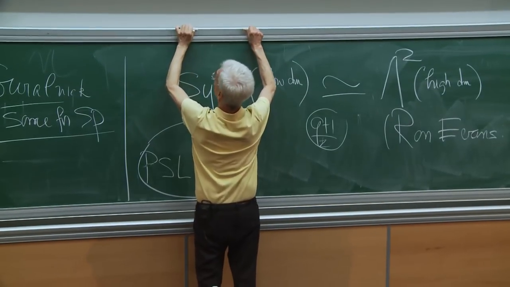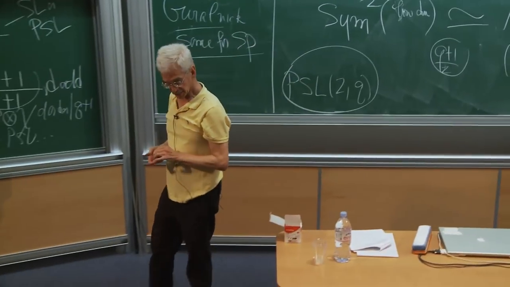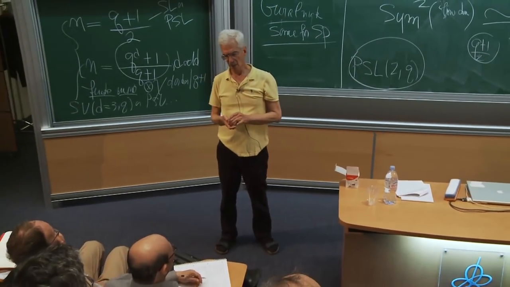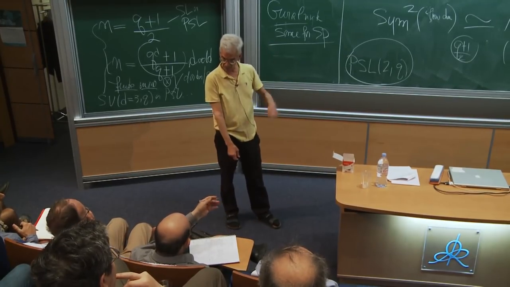You mentioned somewhere about the image being a maximal subgroup. Yes. But once you have a representation of the larger symplectic group. Yes, so this is an example where it's not true.